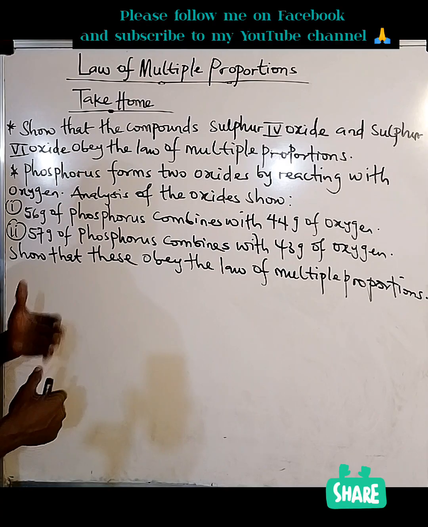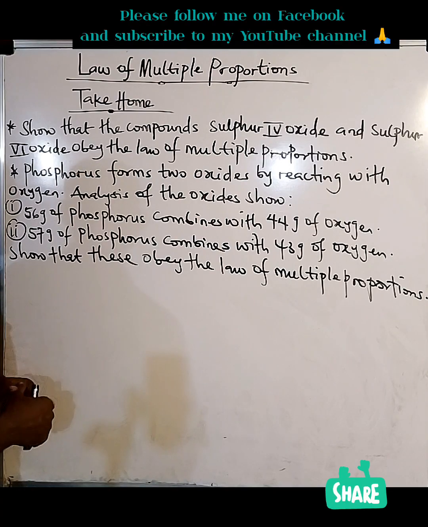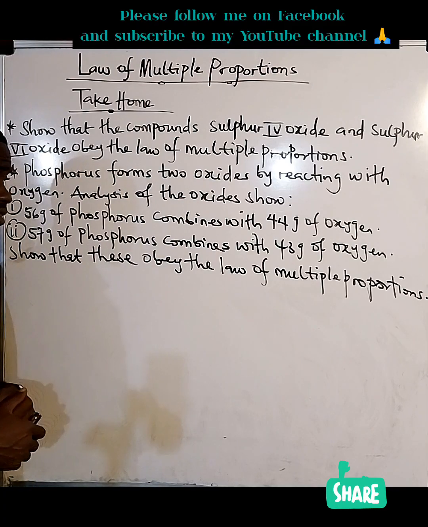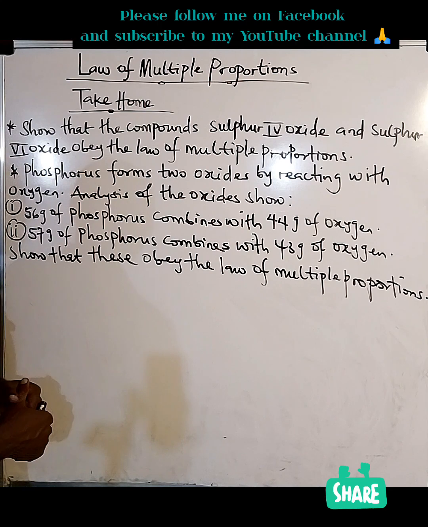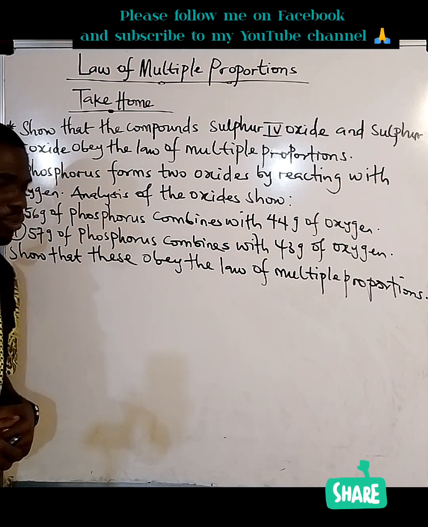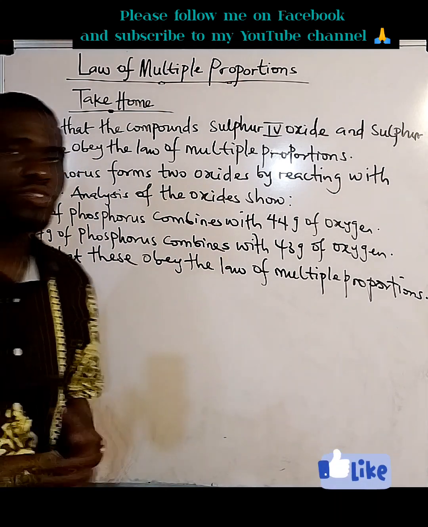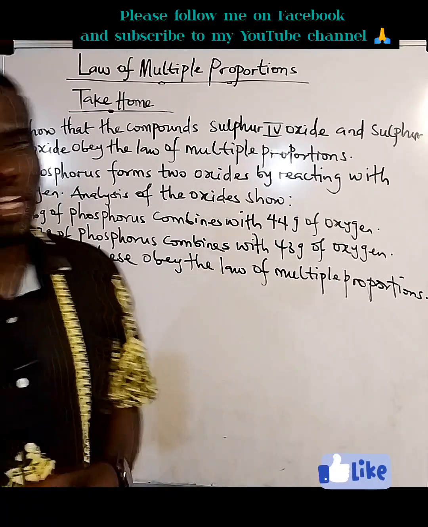The next is: phosphorus forms 2 oxides by reacting with oxygen. Analysis of these oxides shows the first, 56 gram of phosphorus combines with 44 gram of oxygen. The next, 57 gram of phosphorus combines with 43 gram of oxygen. Show that these obey the law of multiple proportions. So these two questions are perfect questions to get us tested.